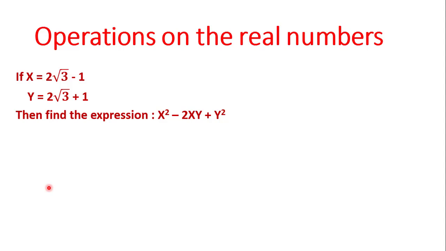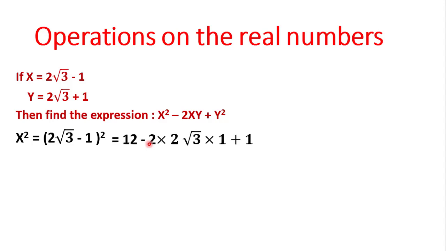Now we want to find the expression x power 2 minus 2xy plus y power 2. We can use the rule by saying that it means x minus y all power 2, or we can do it step by step. Let's do it step by step this time. At first, I'll calculate x power 2. It will be 2 root 3 minus 1 all power 2. Don't forget the brackets. Okay, so now I can write it as 2 root 3 power 2. This is the first term. 2 root 3 power 2 means 2 power 2 and root 3 power 2.